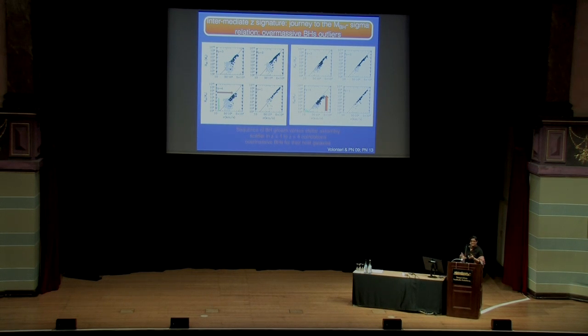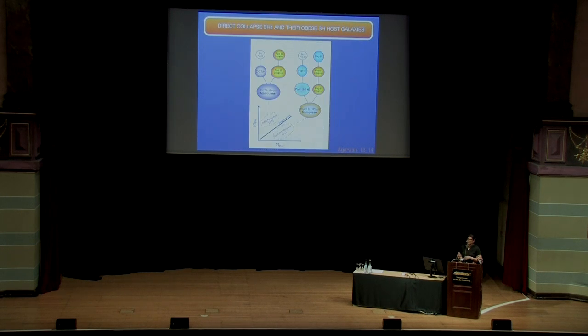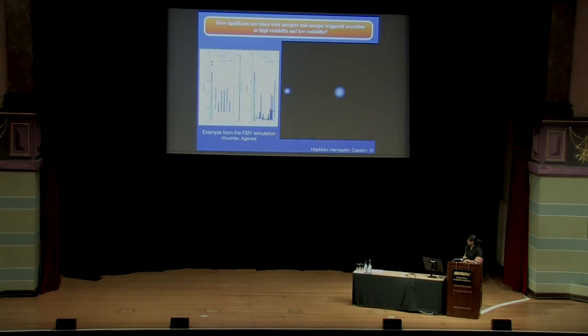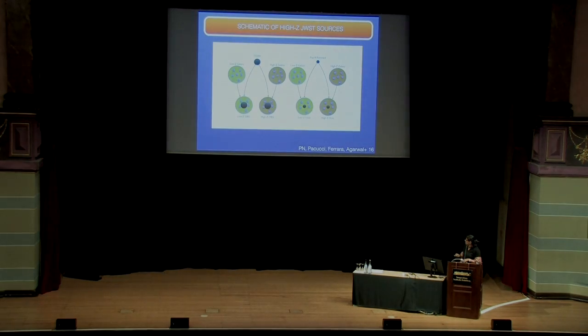So when you have massive seeds, you actually have a very early stage where the mass of the black hole dominates the inner regions, and unlike the low redshift M-sigma, you see the converse. You see that the stellar population is subdominant compared to the black hole. And that stage is called the obese black hole galaxy. And that's a very interesting discriminating point between light and more massive seeds.